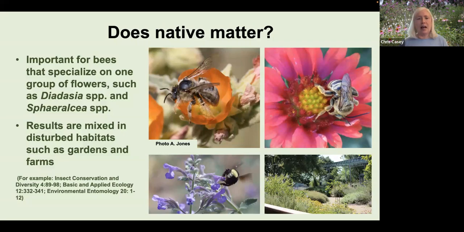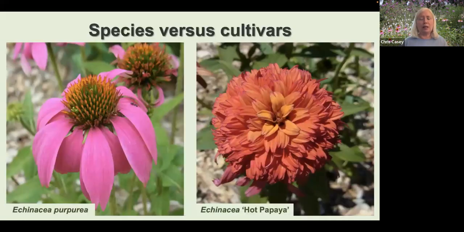So if you don't have the ability to have lots of native plants in a garden, you can still have a very healthy garden for bees. But one thing that is important is the idea of species versus cultivars. And echinacea is a great example of this.